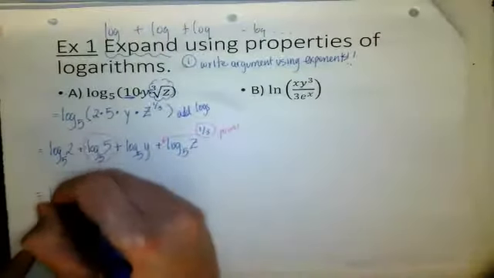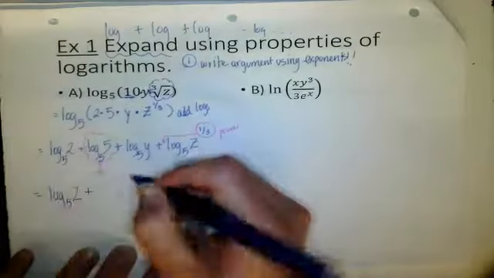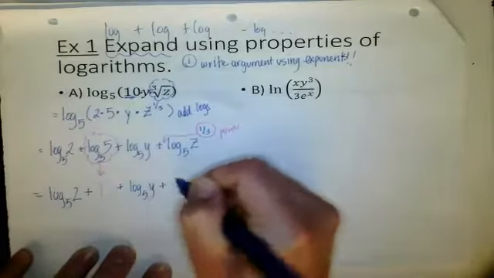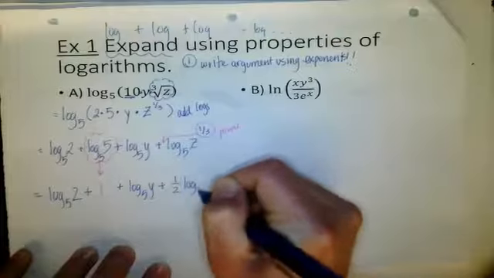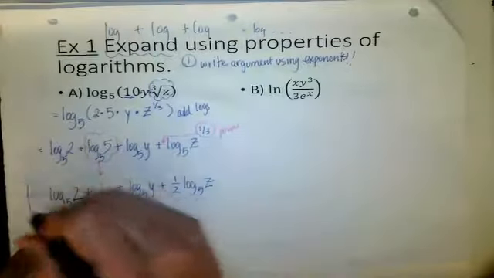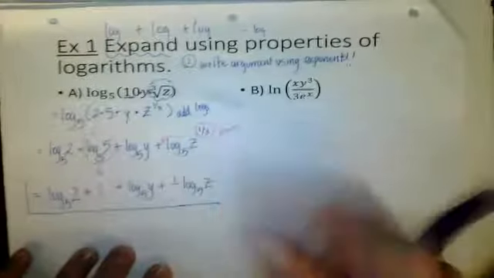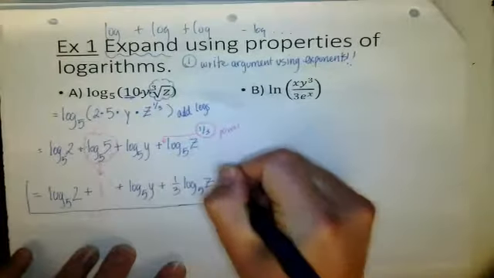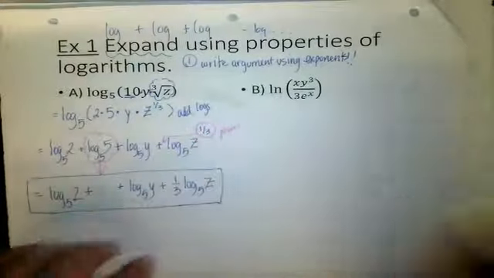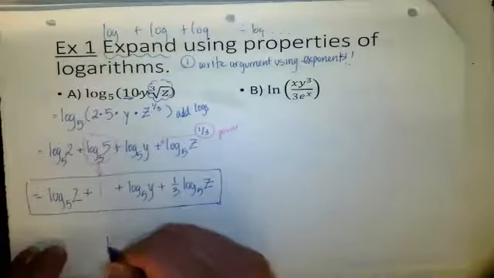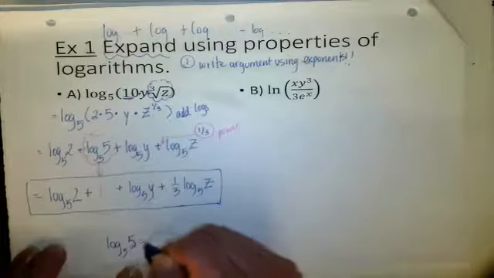So we have log base 5 of 2 plus 1 plus log base 5 of y plus 1/3 log base 5 of z. Oh, sorry. Thank you, 1/3. Thank you. All right. This is fully expanded. Okay. Fully expanded. Why is log base 5 of 5 equal to 1?